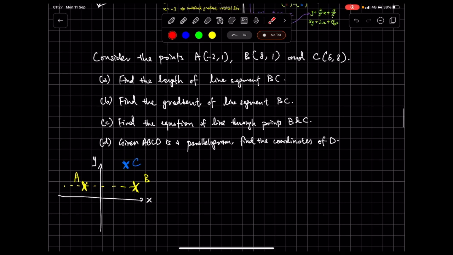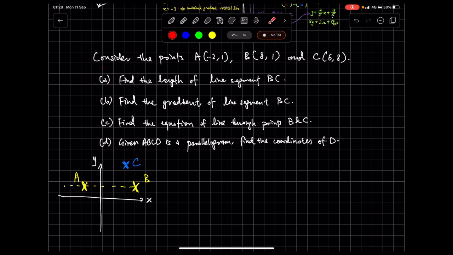I know that the x value for C, 6, is smaller than B, 8. So C should be somewhere in between here. And I also know that the y value for C is bigger than A and B. So it should be higher up. So I guess it's somewhere there. Okay. Now, I can go on to part A.